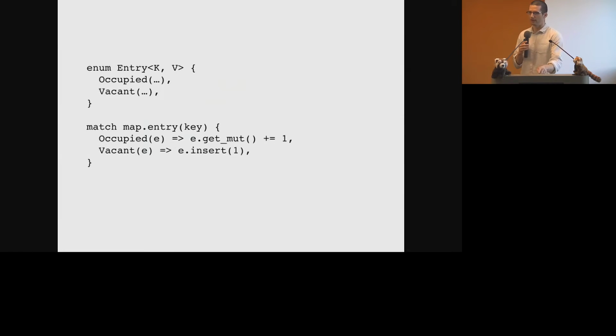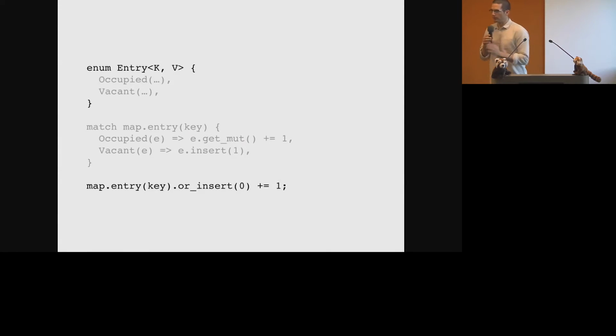We only do 1 lookup with the entry. The entry saves a pointer into the hash map, and then we can just use that pointer again without having to look it up again. So great, that's efficient, except it's still kind of ugly. We've still got this match, and it's not great.